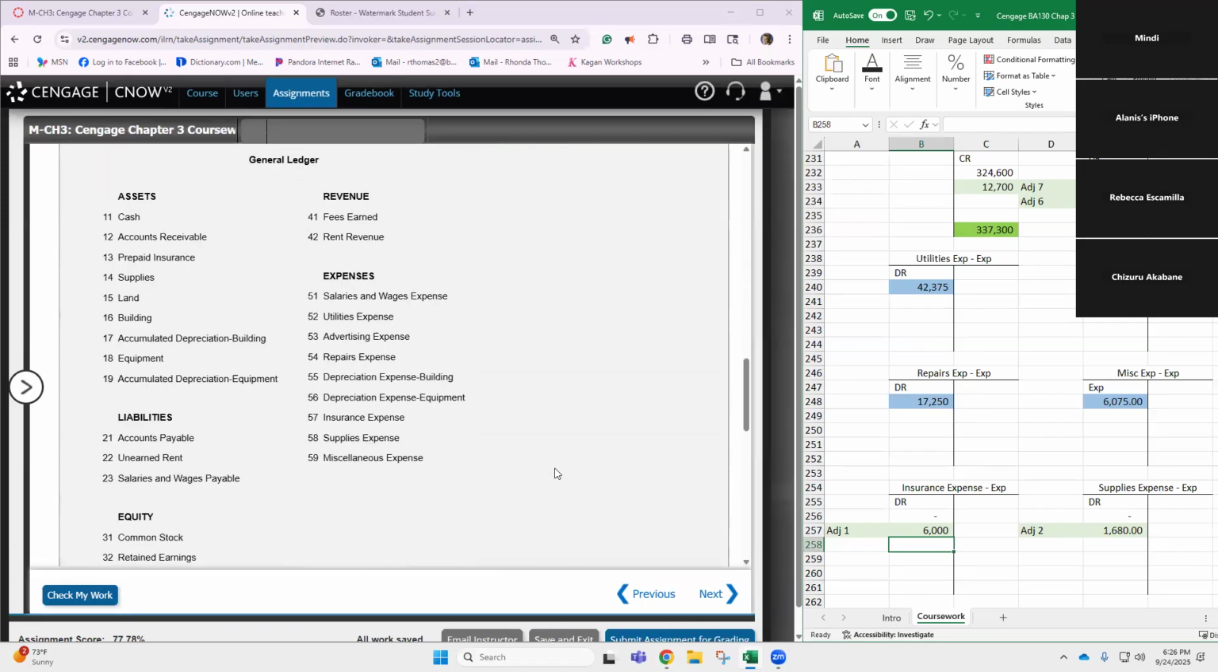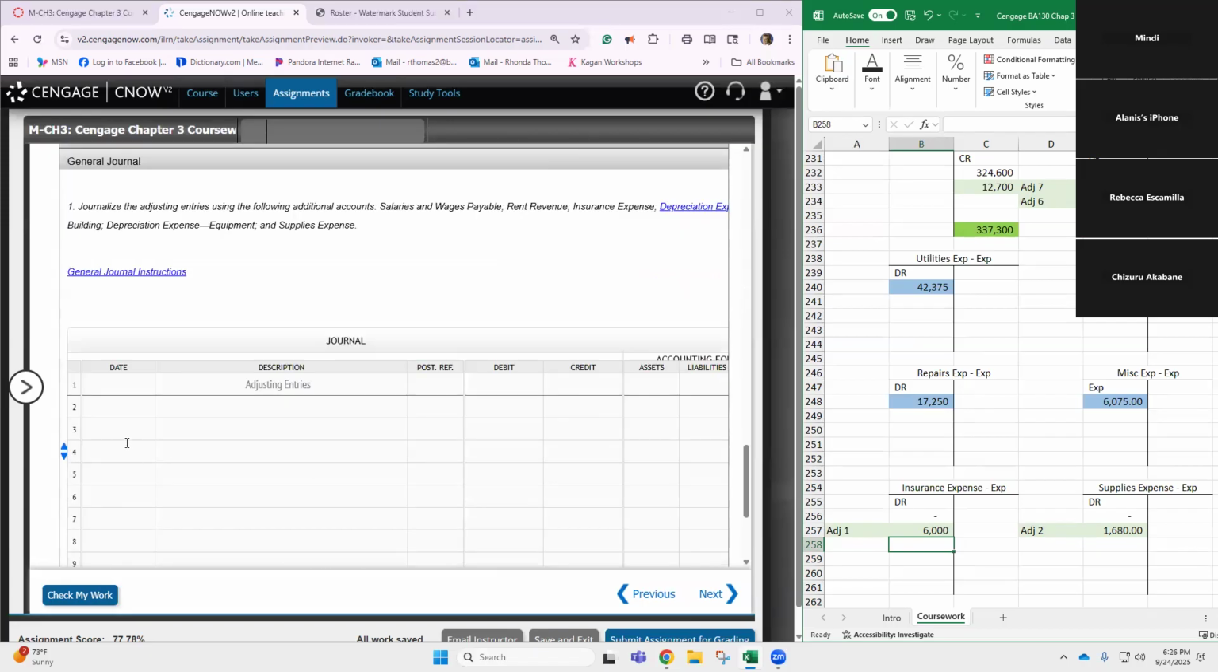So let's go down to the journal and let's put the date. Where are we? August 31st. So we're at August 31st, and what are we debiting? Insurance expense. Perfect. Good job. You remember, insurance expense gets that debit of 6 grand, and prepaid insurance gets the credit, because that's the asset going down.